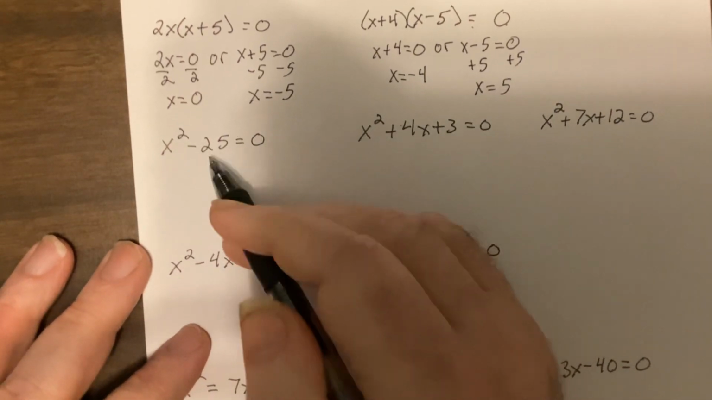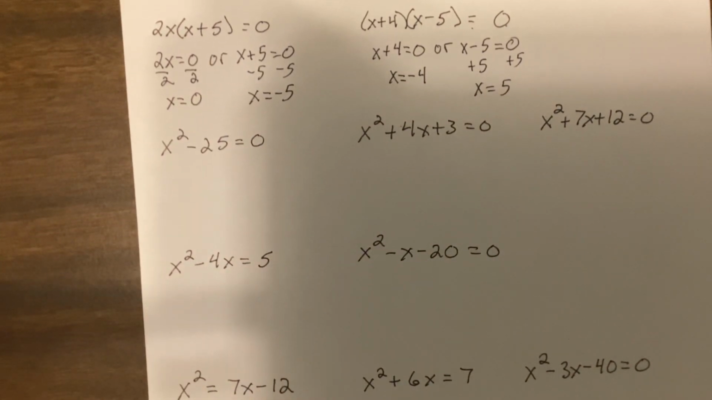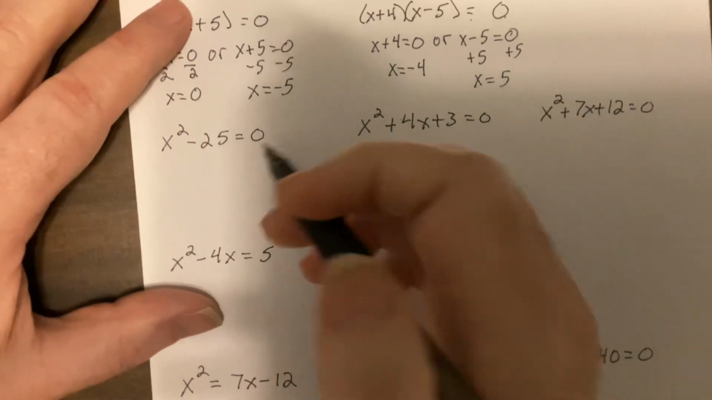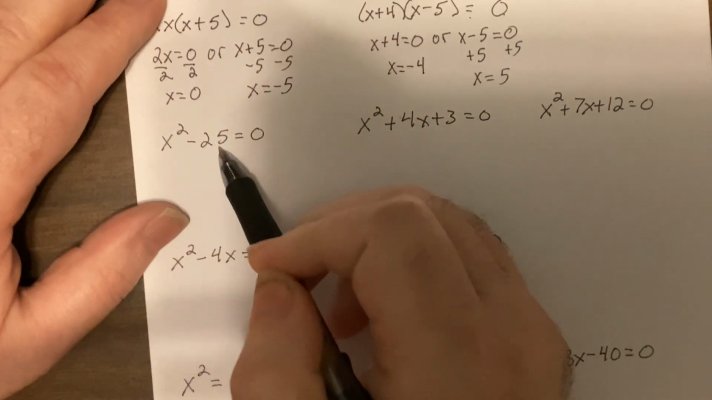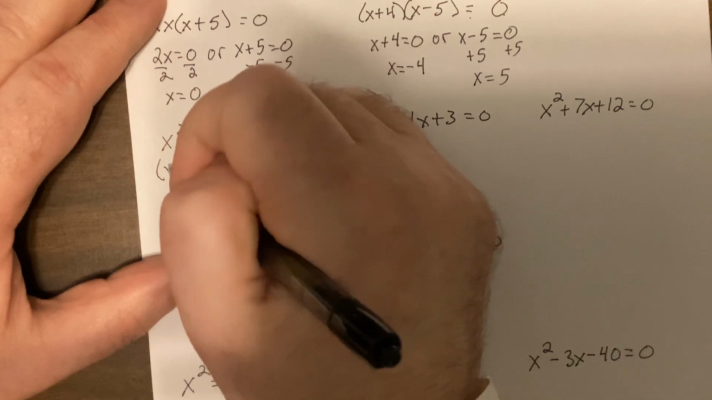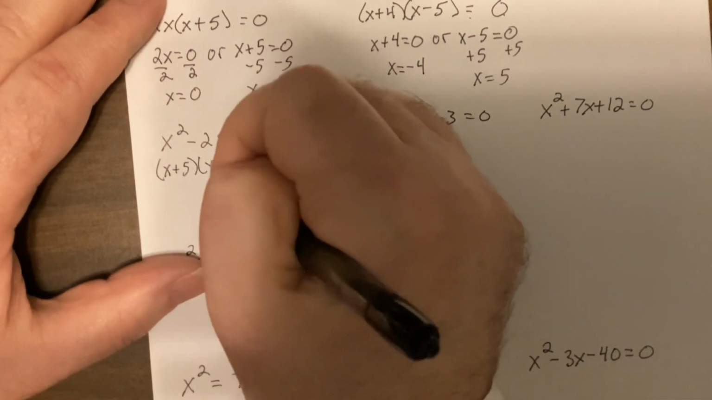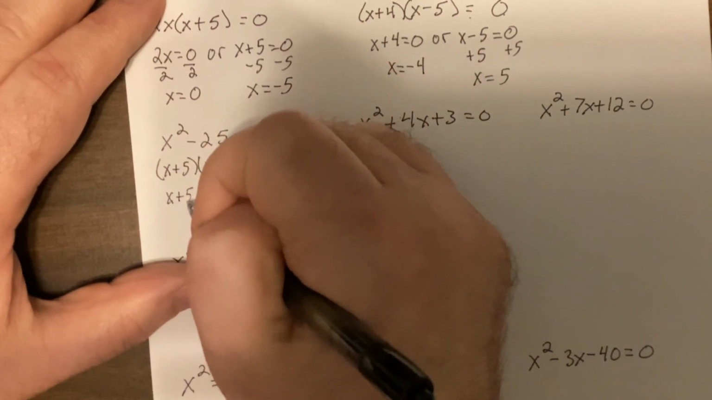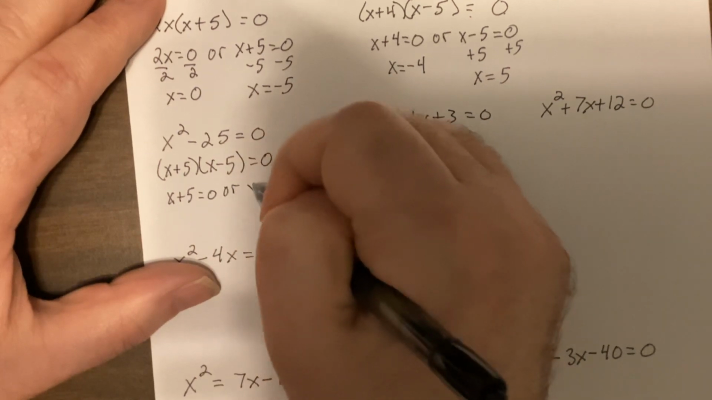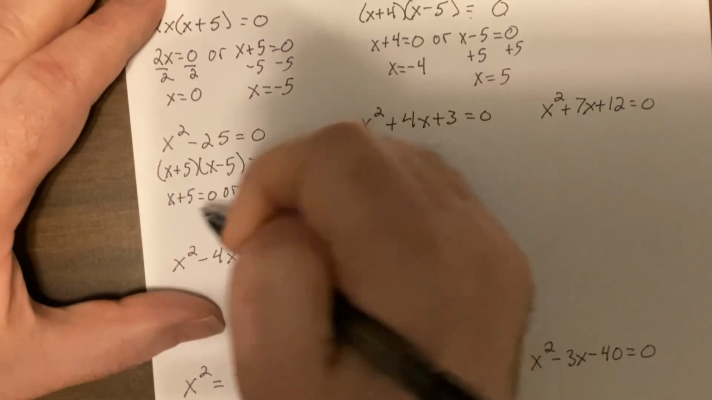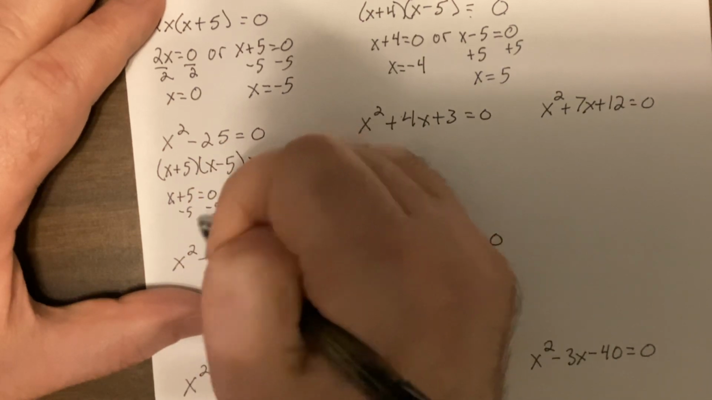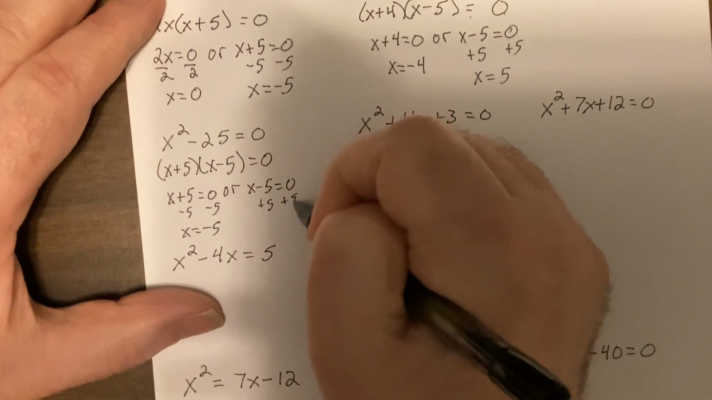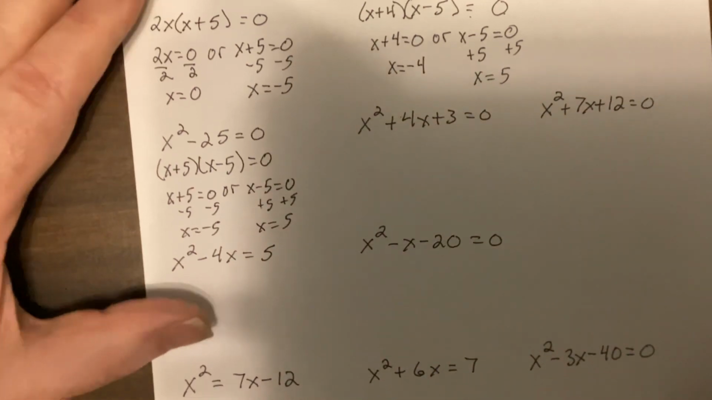Now, I don't have a product here, so I need to do something to get a product. Well, that's what factoring is, and we've been working on this for a little while. So I'm going to factor this up. It's two terms, so it'd be the difference of squares. So x plus 5 equals 0, or x minus 5 equals 0. So subtract 5. So x equals -5. Here I add 5. So x equals 5. Those are my two answers.